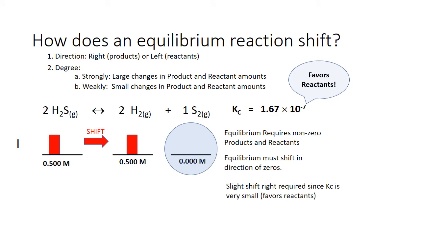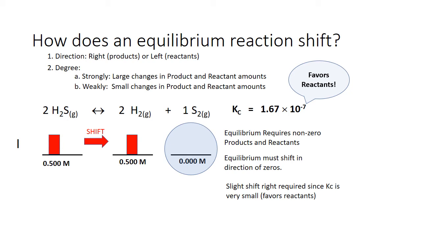This is going to be a very slight shift, because we know the K sub C is very small and favors the reactants. However, something that sets this example apart from the previous example is that we already have pre-existing concentrations of one of the products. The H2 in this case starts out at 0.500 molar. This in effect gives the products a head start as equilibrium is reached.